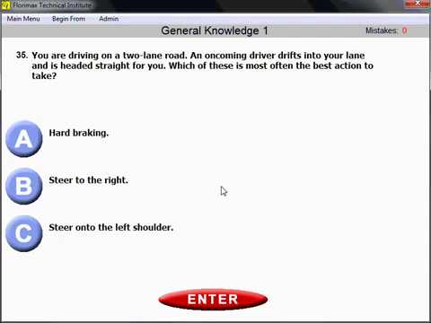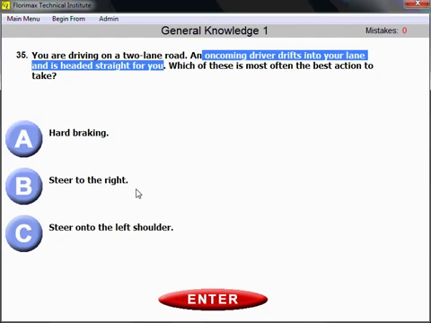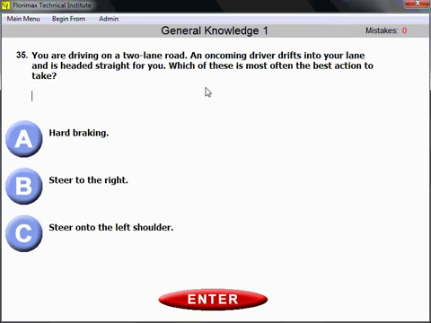Question number 35. You're driving on a 2-lane road. An oncoming driver drifts into your lane and is headed straight for you. Which of these is most often the best action to take? Please remember, and this rule is applied also in most of the situations you can encounter on the road. You always need to steer to the right.